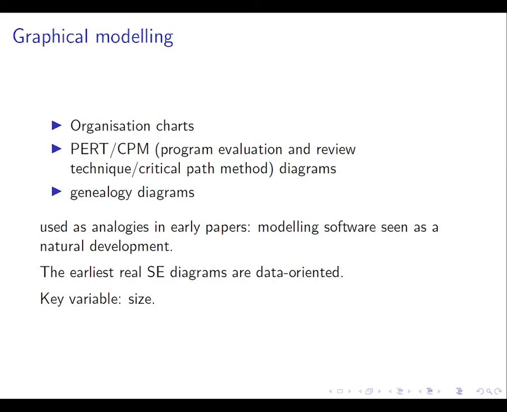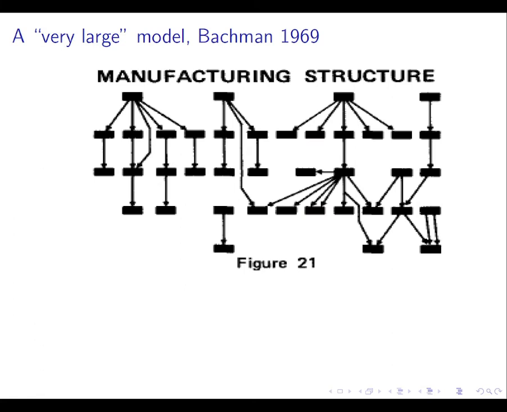The earliest real software engineering diagrams tend to be data-oriented. They're about how the data is going to be organised within a system, and that's still a thing that gets done. A key thing which has varied over the decades since software engineering modelling was first invented is size. So in the early days, this counted as a very large model, and it was described as such in a paper by Bachmann in 1969. These days, this is not a very large model. These days, a very large model is probably one with tens or even hundreds of thousands of blocks, might represent classes or what have you, in them.